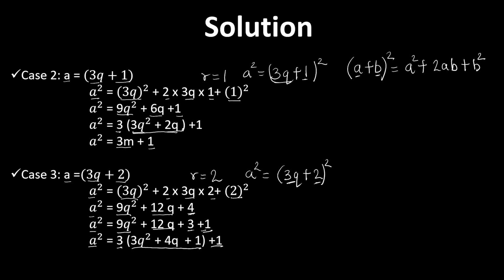So now we can see that we can write down this square of any positive integer in the form of 3 multiplied by some integer plus 1. So let's write it down.